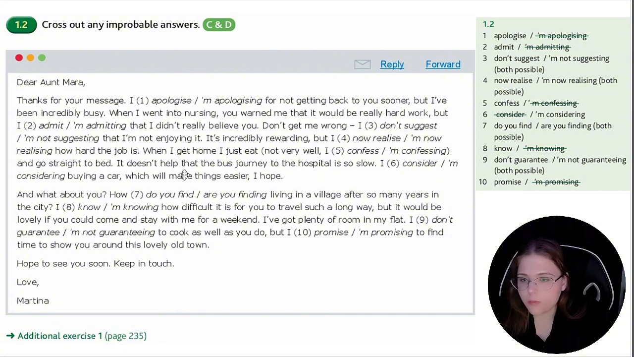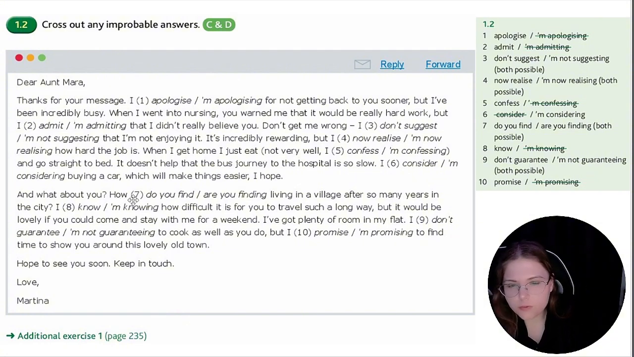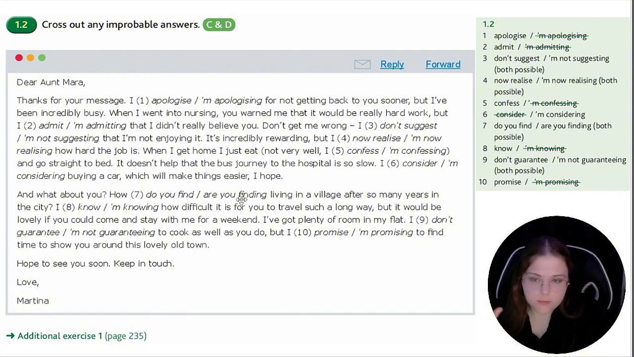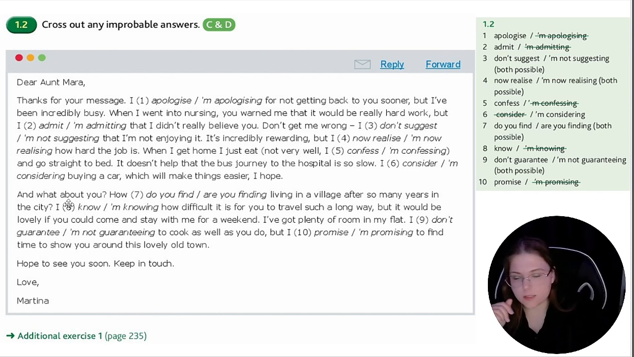It doesn't help that the bus journey to the hospital is so slow. I am considering buying a car. I do think about it really carefully, which will make things easier, I hope. And what about you? How do you find living in a village after so many years in the city? Are you finding is about now?